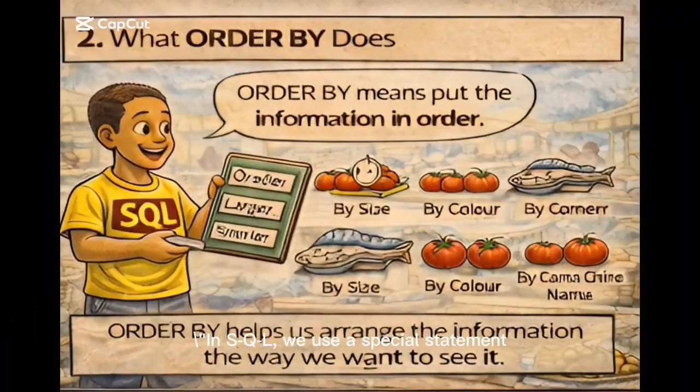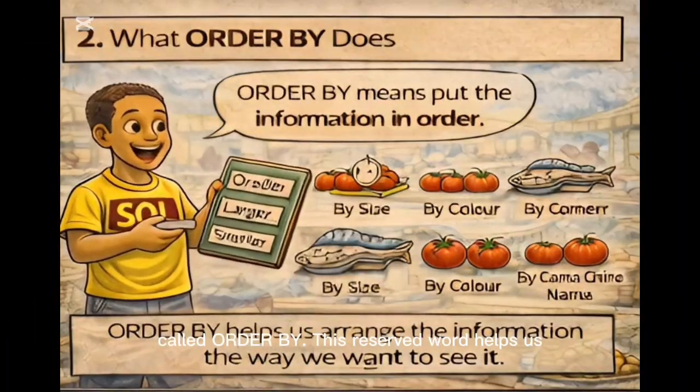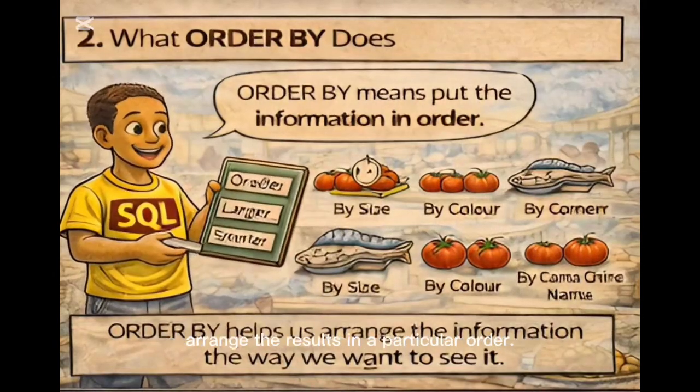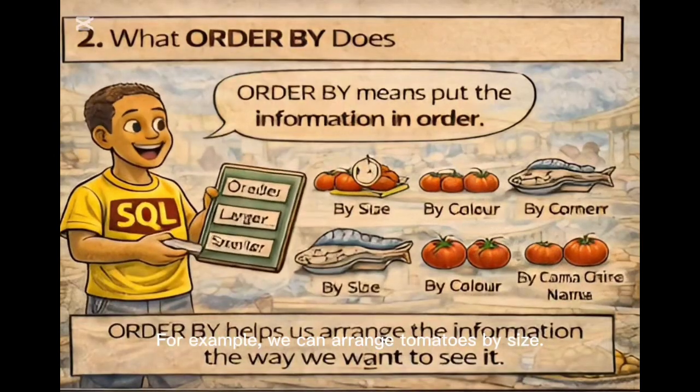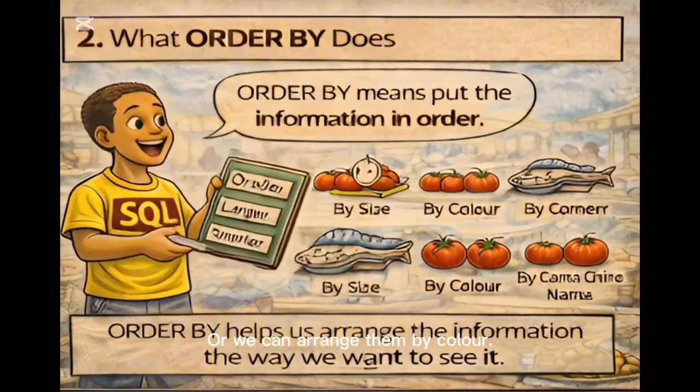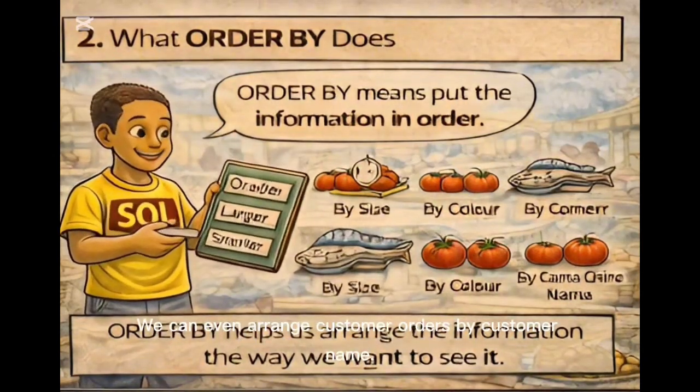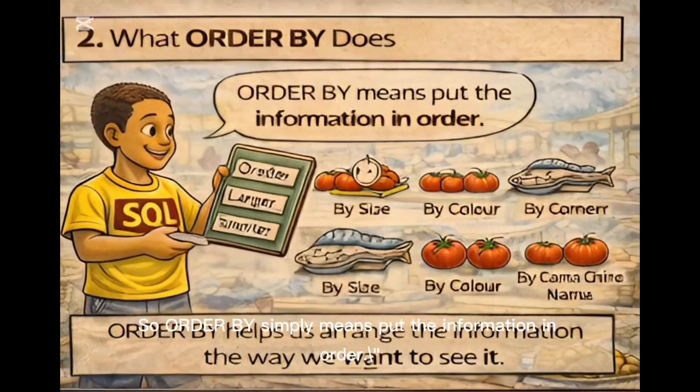In SQL, we use a special statement called order by. This reserved word helps us arrange the results in a particular order. For example, we can arrange tomatoes by size, or we can arrange them by color. We can even arrange customer orders by customer name. So order by simply means put the information in order.